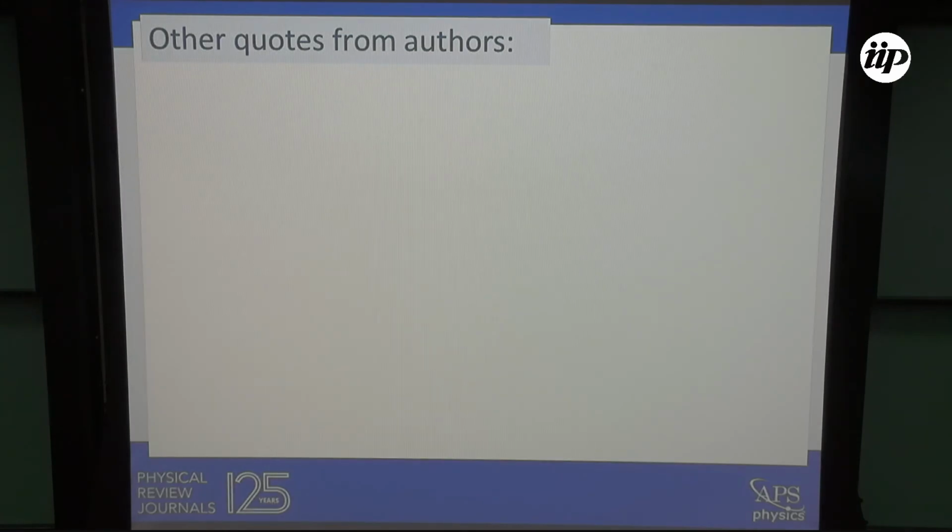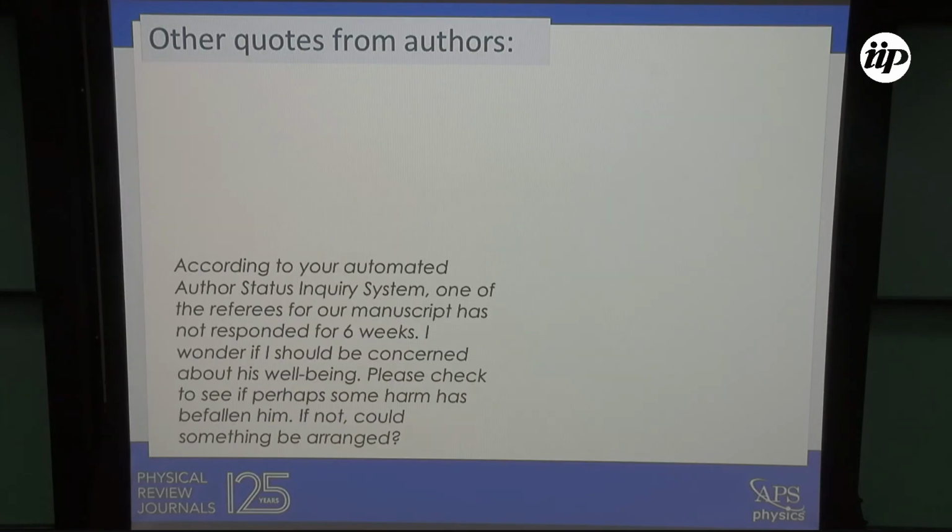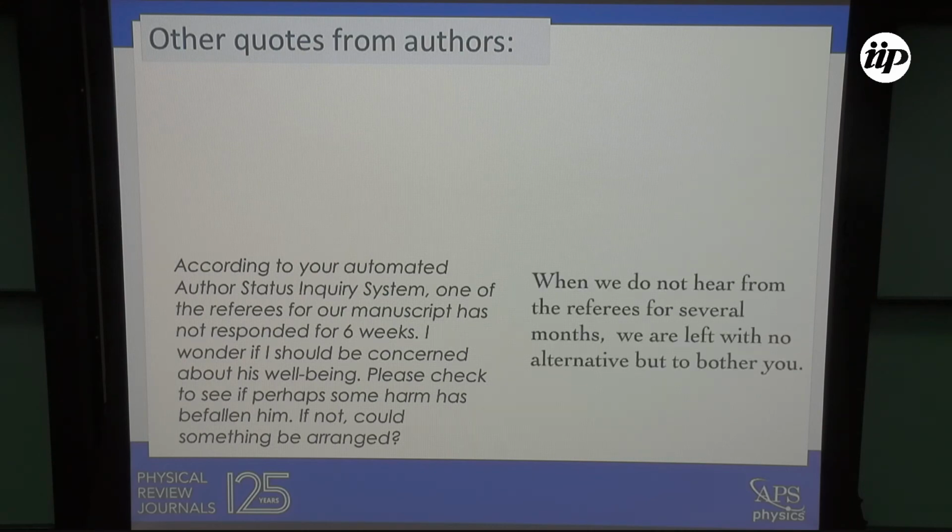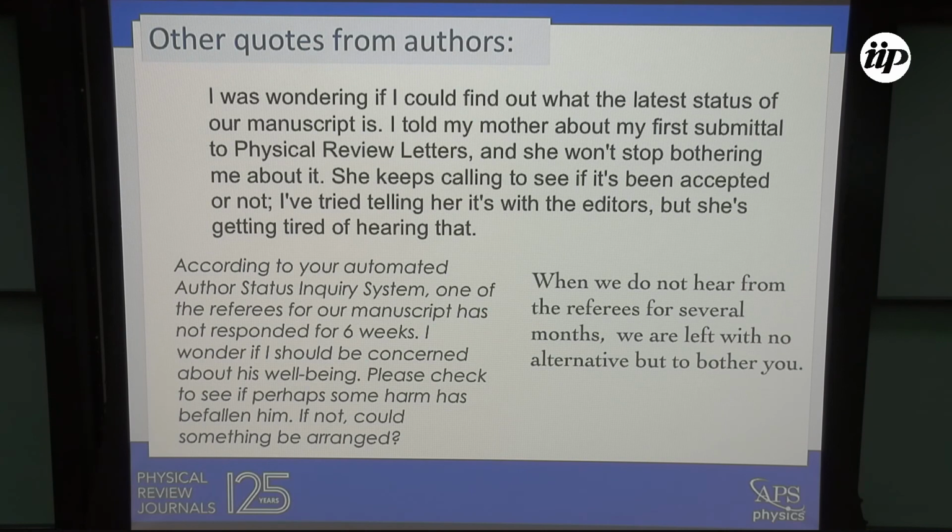So, now these are quotes from authors that have sent, these could be queries or whatever it may be. "According to your automatic author status inquiry system, one of the referees for our manuscript has not responded for 6 weeks. I wonder if I should be concerned about his well-being. Please check to see if perhaps some harm has befallen him. If not, could something be arranged?" "When we do not hear from the referee for several months, we are left with no alternative but to bother you." But this is, I think, my favorite.